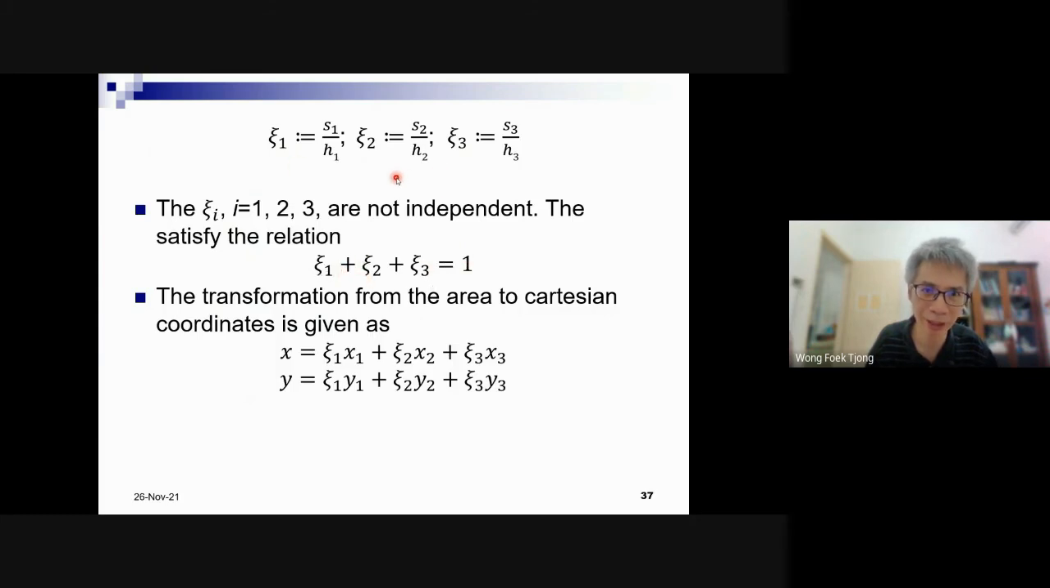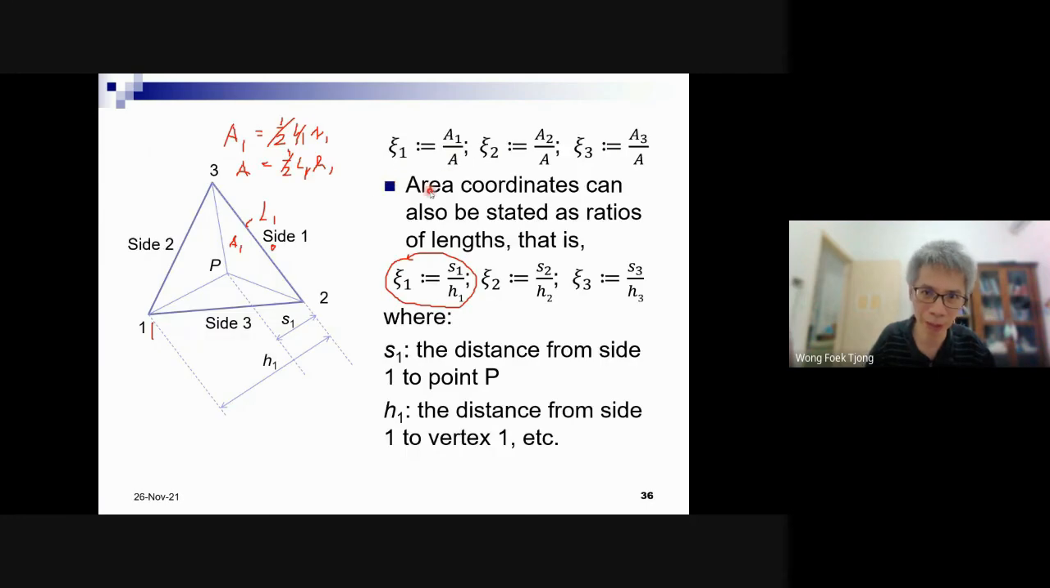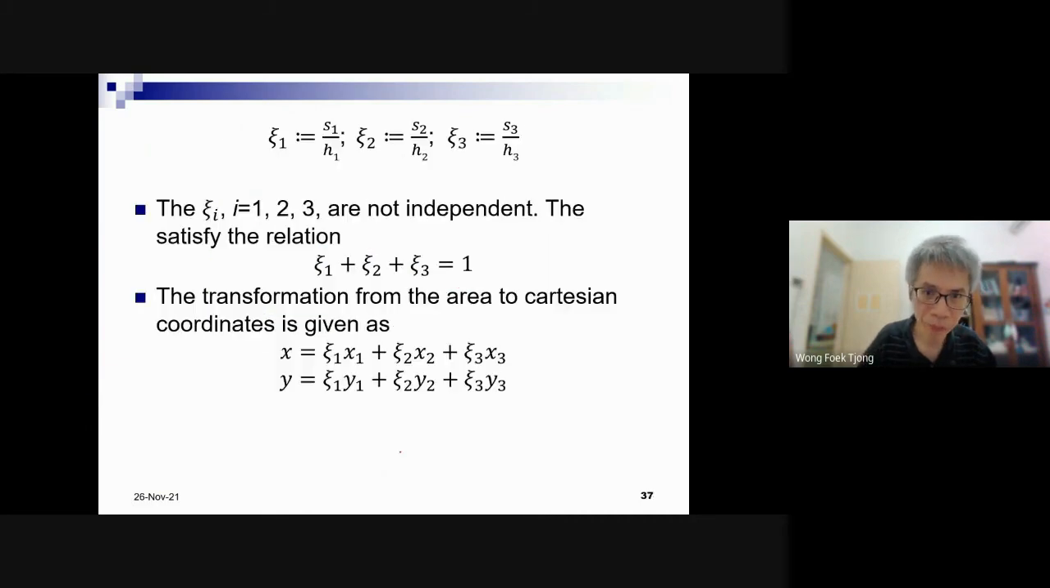Because the summation of all these should be 1. Why should it be 1? It can be easily seen from here, because the summation of C1, C2, C3 is what? Area 1 plus area 2 plus area 3, divided by area. But all of this is equal to A, so it should be 1. So even though they are 3, they are not independent of each other, because they are related by one rule that the summation of them should be 1.